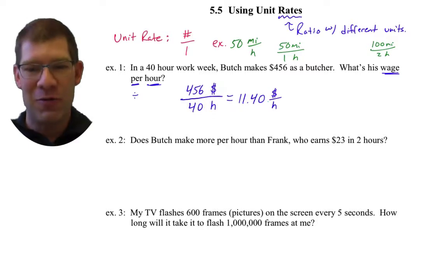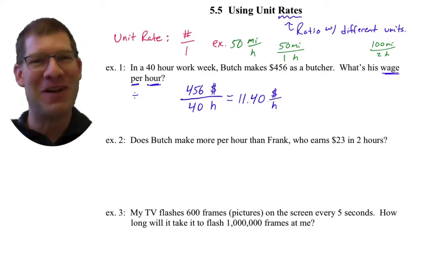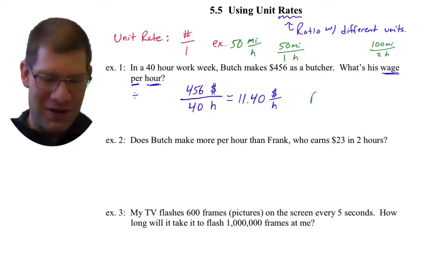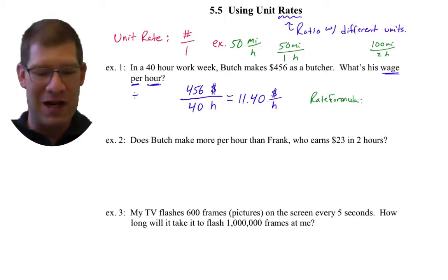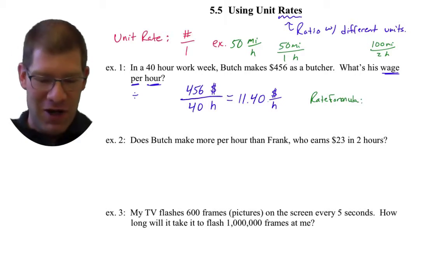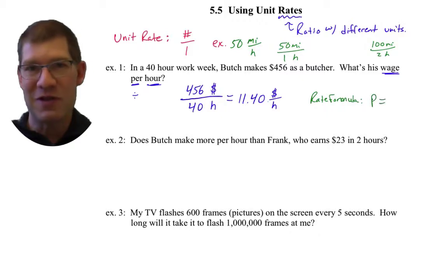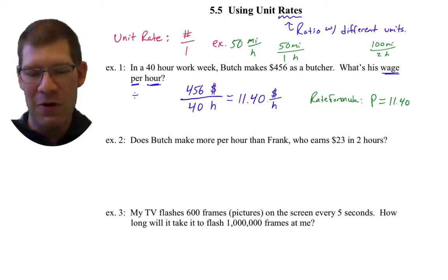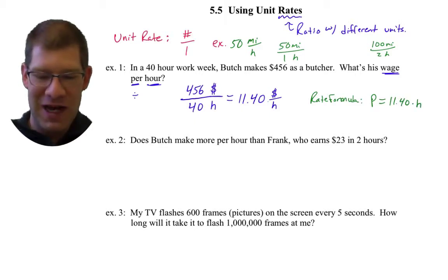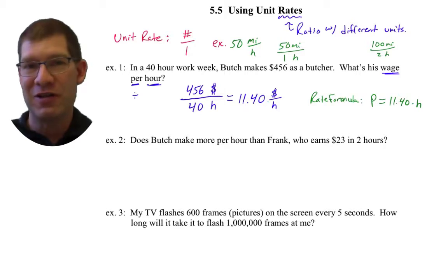Our book takes it one step further, and they do a rate formula. So the rate formula then, what they're really saying by that is a formula is going to be something where you have a single variable equals something. They want to use this rate, this $11.40 per hour. So we could say his pay, so maybe capital P equals, that's why it's a formula, single variable equals, and if that's dollars per hour, we could do $11.40 times H times the number of hours, and that would tell us his total pay.